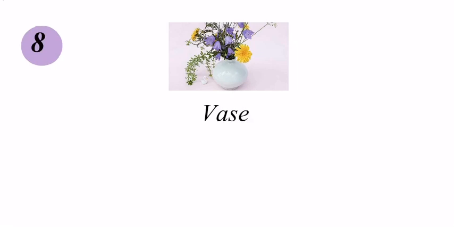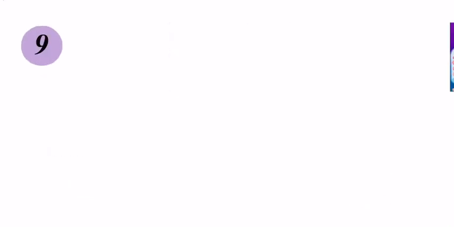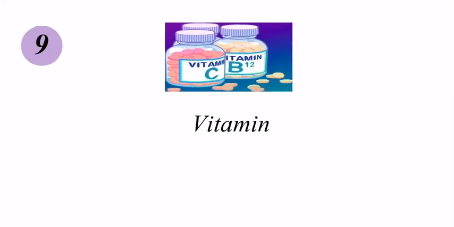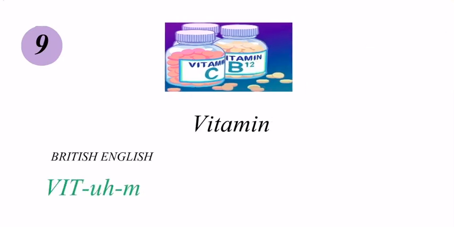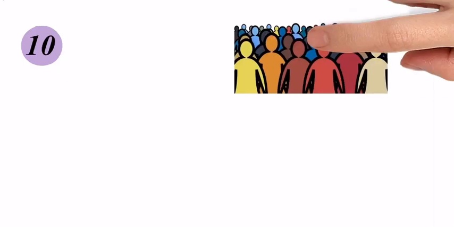Next word, number 8. This one I'm sure most of you are confused in. Whether we call it vase or vase, both the pronunciation are correct. So in British English we call it vase, and in American English we call it vase. Number 9. V-I-T-A-M-I-N. In British English we pronounce it as vitamin, and in American English we pronounce it as vitamin.